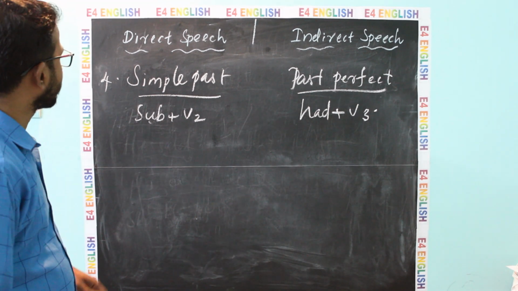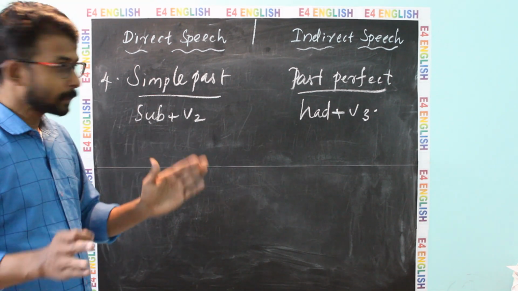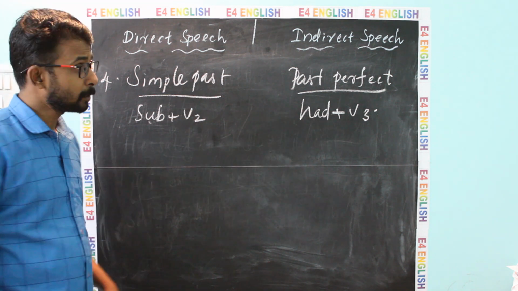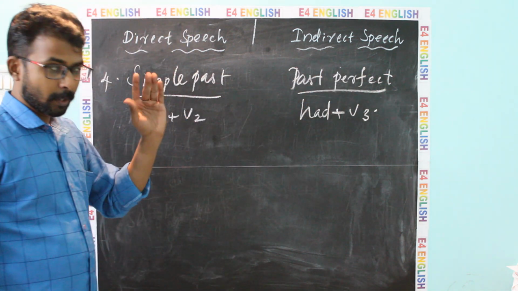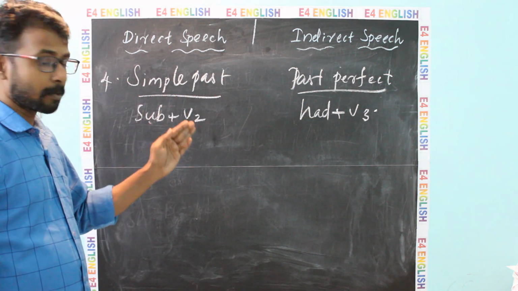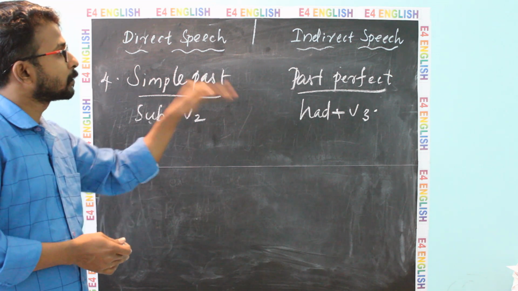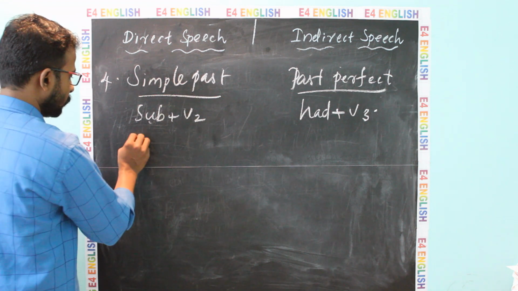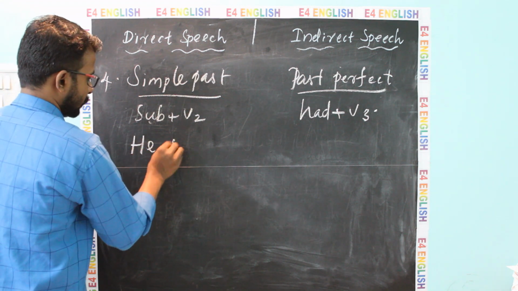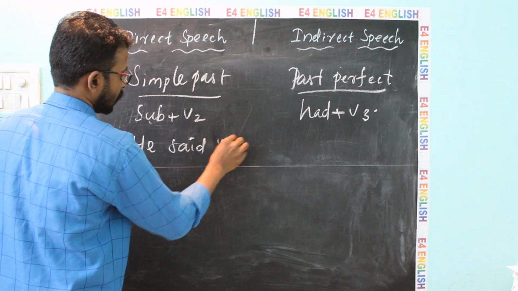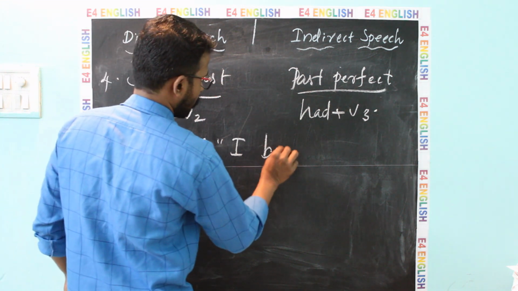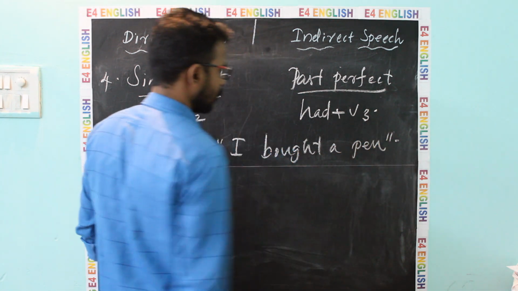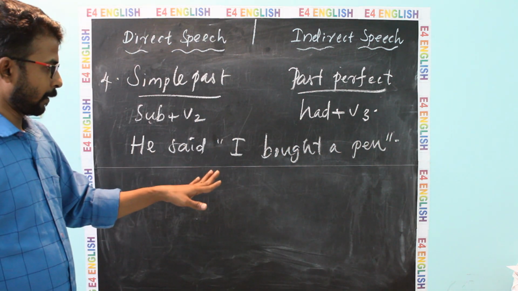Now let's take an example of simple past. Okay. So as per the table, simple past, that means subject plus V2, will change into had plus V3, that means past perfect. So here the two tenses, present perfect and simple past, will both change into past perfect, right? So one example for you. He said, I bought a pen.